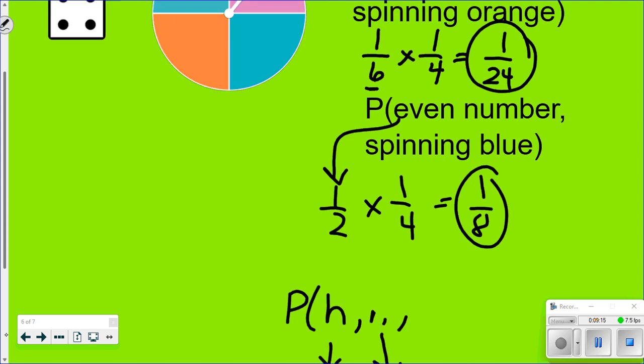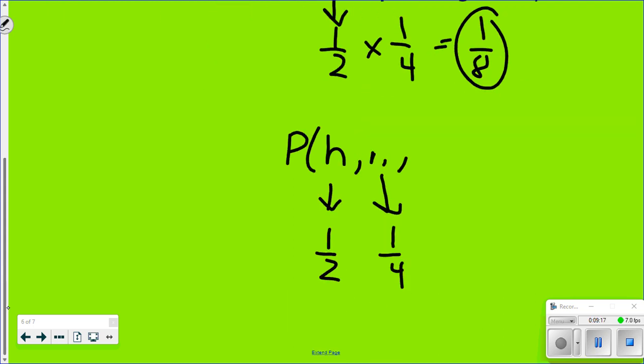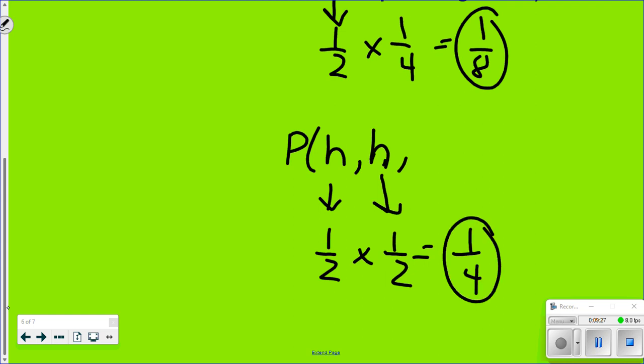Okay, let's try this again. So altogether, if I want a heads and a heads, I have a 1 out of 4 chance of flipping a heads and a heads on 2 quarters, or 2 dimes, or 2 nickels, or a coin of any sort.